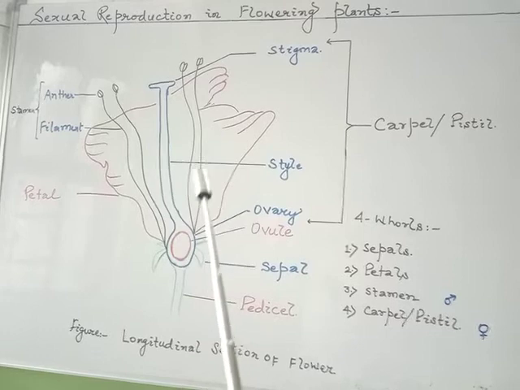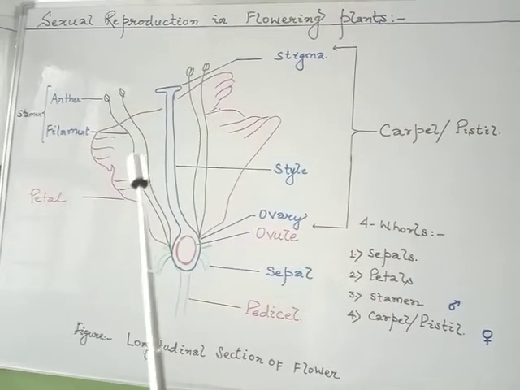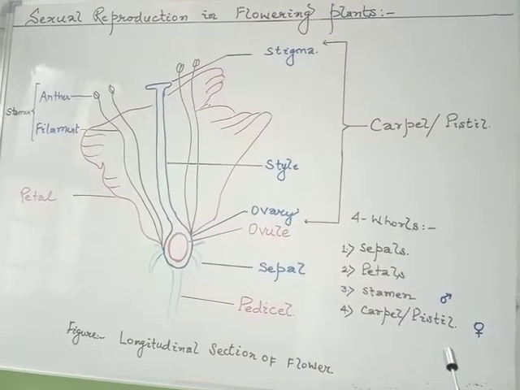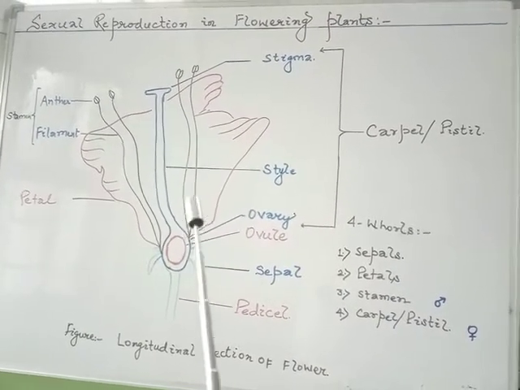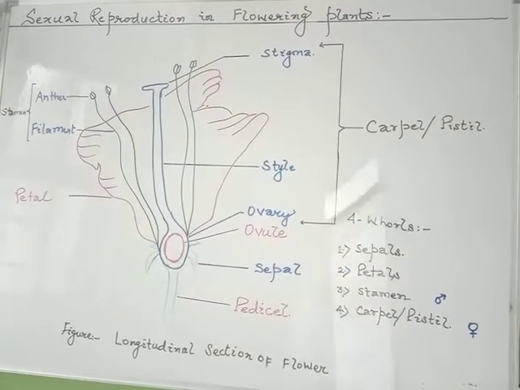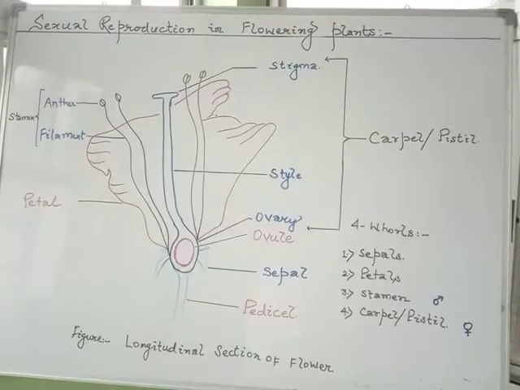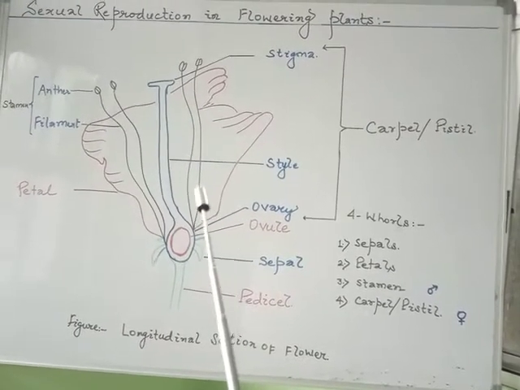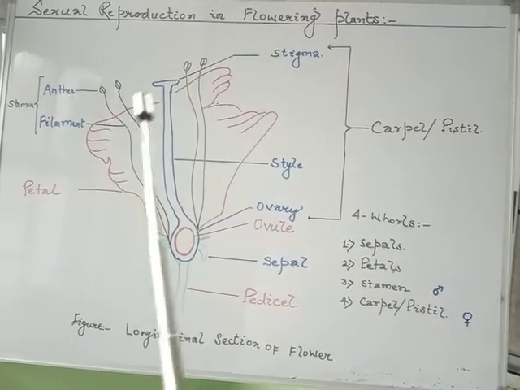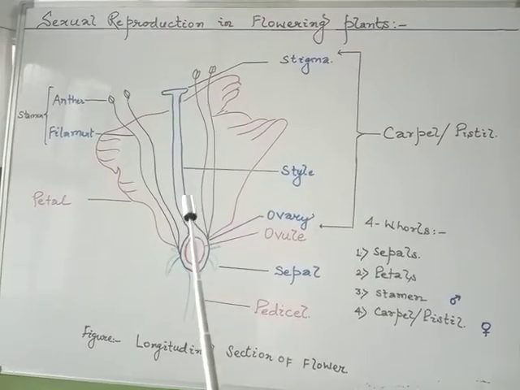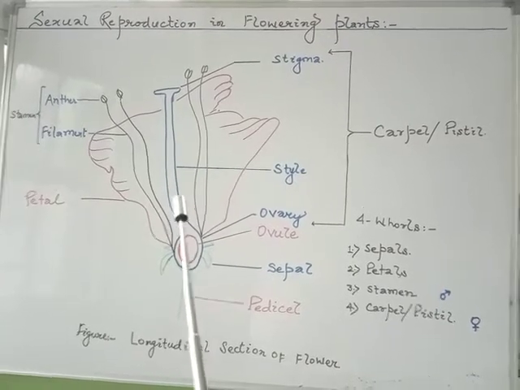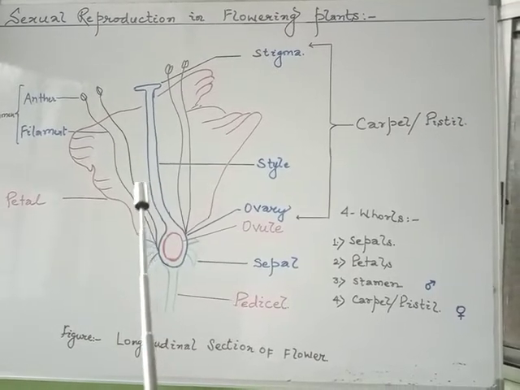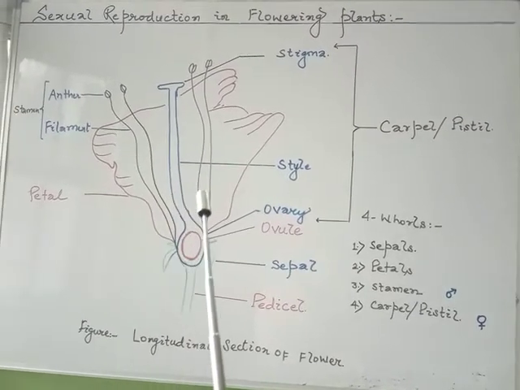There are certain flowers which bear both sexual organs, male and female. They are called bisexual flowers, for example, China rose and mustard. When a flower bears only male or only female parts, it is called a unisexual flower. For example, papaya and watermelon bear unisexual flowers.